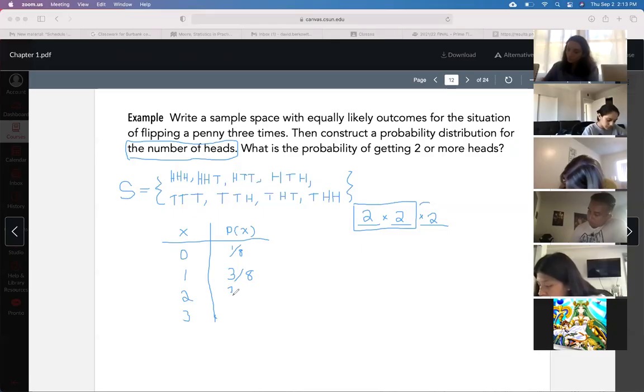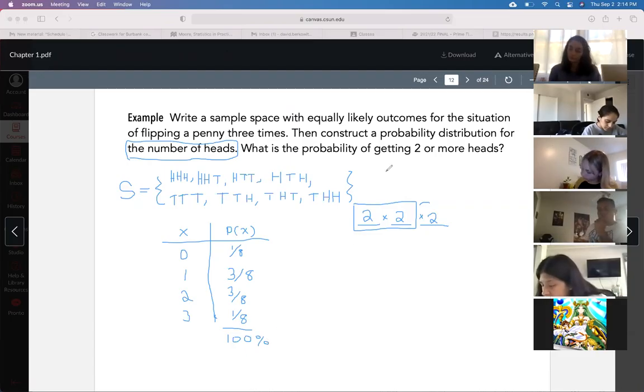3/8. And how about getting 3 heads in this scenario? 1/8. And just to check that we did it correct, what do these 4 numbers add up to? 8/8, which is equal to 1, or 100%, right? So 1 is 100%. So they do add up to the correct number as expected.